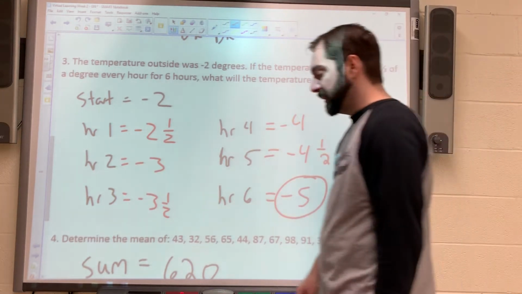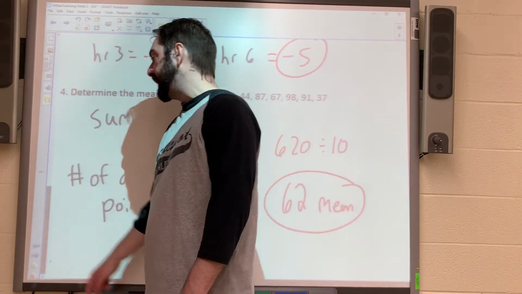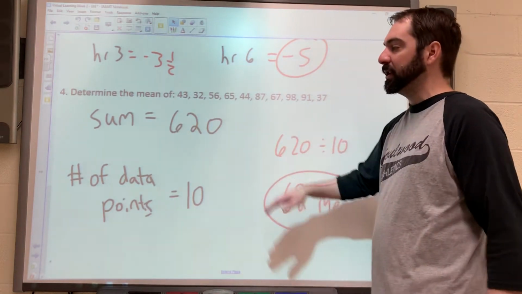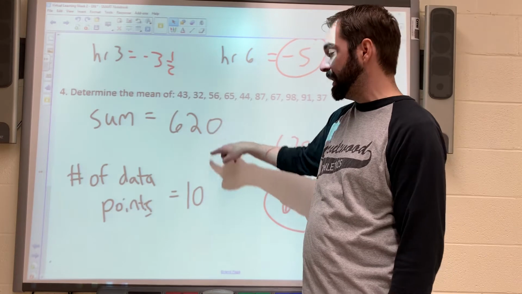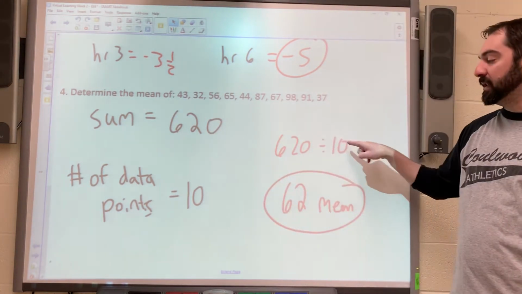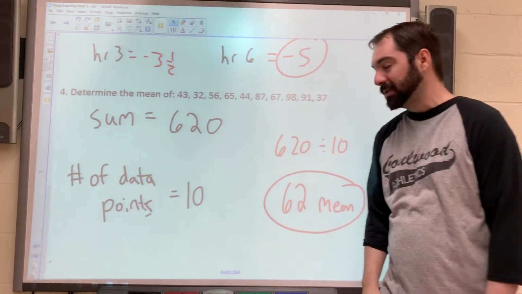And once again, number 4, mean, without a calculator with a mean function. We have to add up all our data points. There was 10 of them. Add them up, we get a sum of 620. I divide by the number of data points. 620 divided by 10 is 62. That is your new mean.